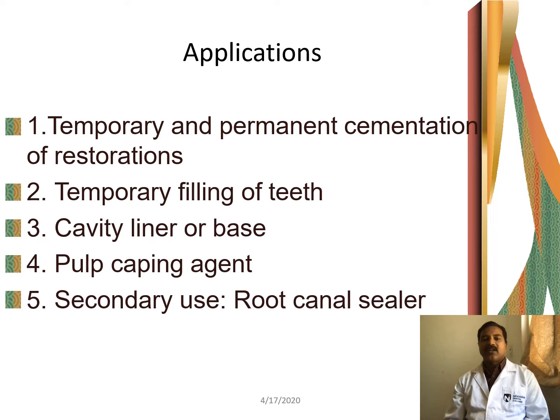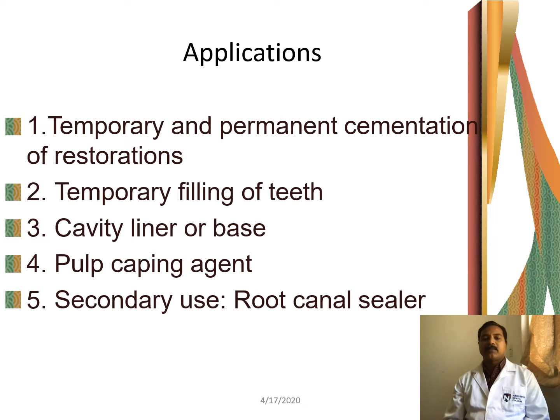And second, it is used as a cavity liner or base. When I say cavity liner or base, it is used in thin consistency beneath the permanent restorative material for protection of the pulp. A base is used in more thickness, it has some physical properties, and it can bear some strength. Whereas a liner is a thin coating on the pulpal floor. So it can be used as a liner or base.